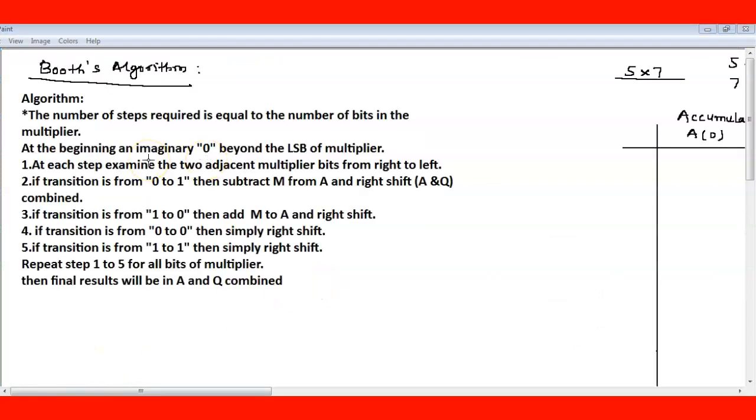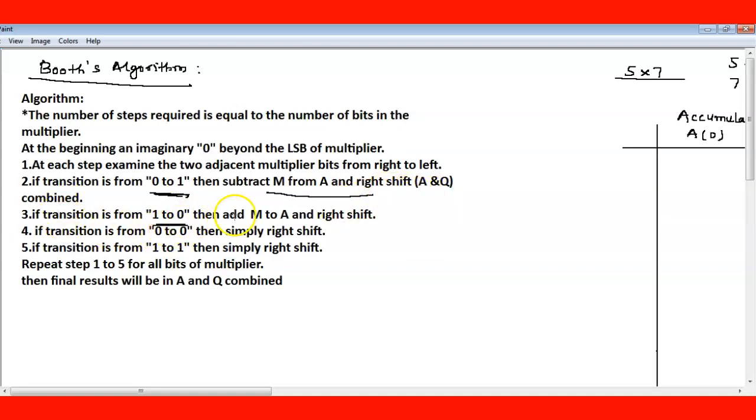So this is the procedure to follow for the Booth algorithm. I have written here that the number of steps required is equal to the number of bits of the multiplier. At each step we have to examine two adjacent bits, left to right. If the transition is from 1 to 0, or 0 to 1, then you have to do an addition or subtraction. When it's a transition from 0 to 1, then subtract m from a and right shift.